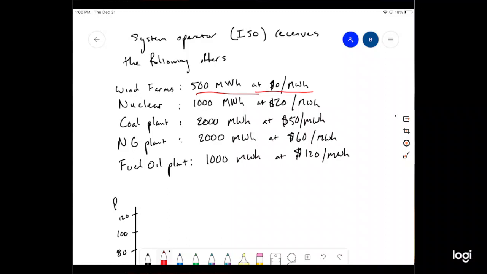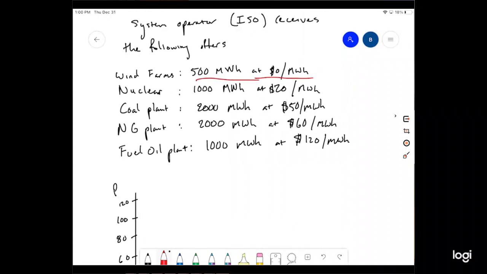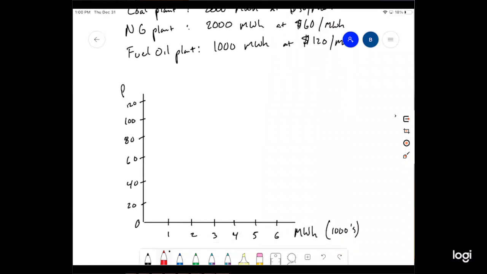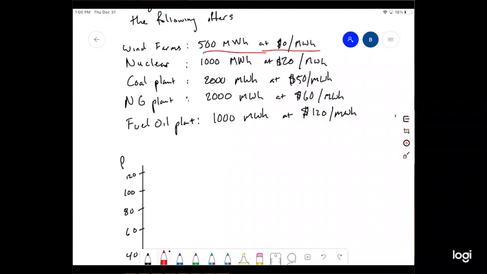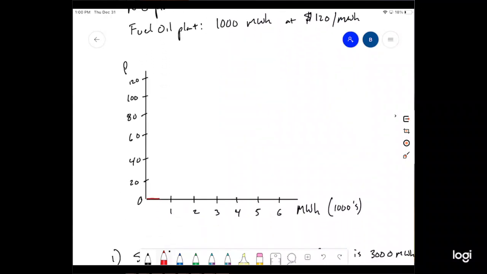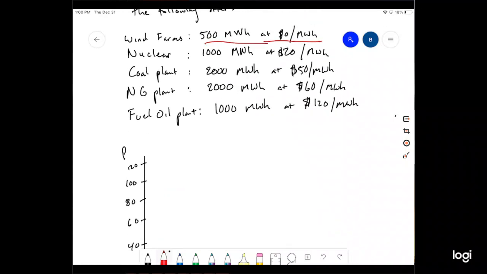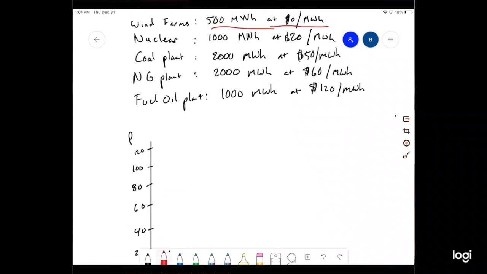So let's draw this system supply curve. So 500 megawatt hours at $0 per megawatt hour. So we can draw that on here. The x-axis here is going to be megawatt hours in thousands. So let's go to 500 megawatt hours at $0 per megawatt hour. That's going to be our wind. Then nuclear is 1,000 at $20 per megawatt hour. So we'll bump up to $20 and we'll add on 1,000. That's our nuclear. Our coal plant is 2,000 at $50 per megawatt hour.